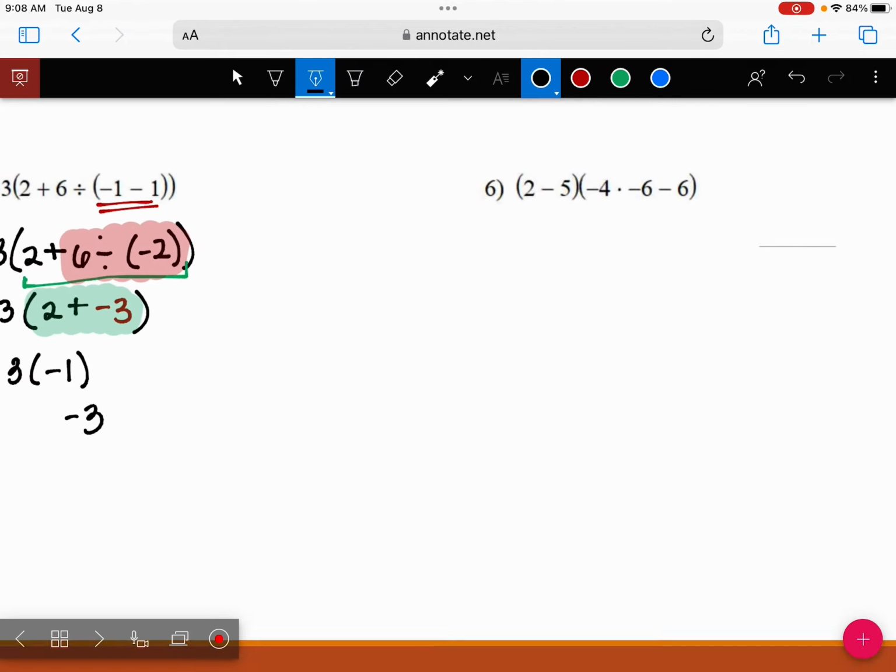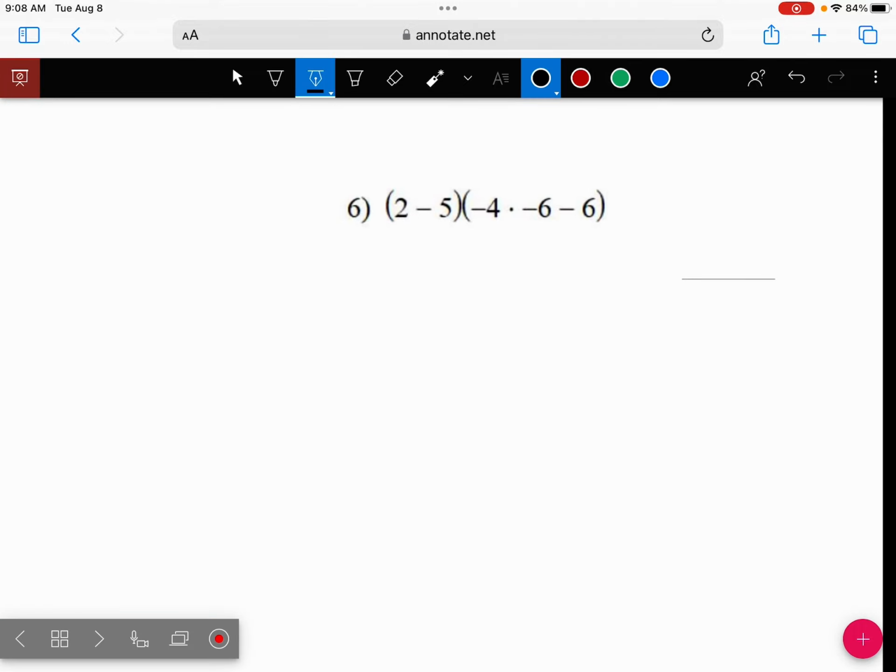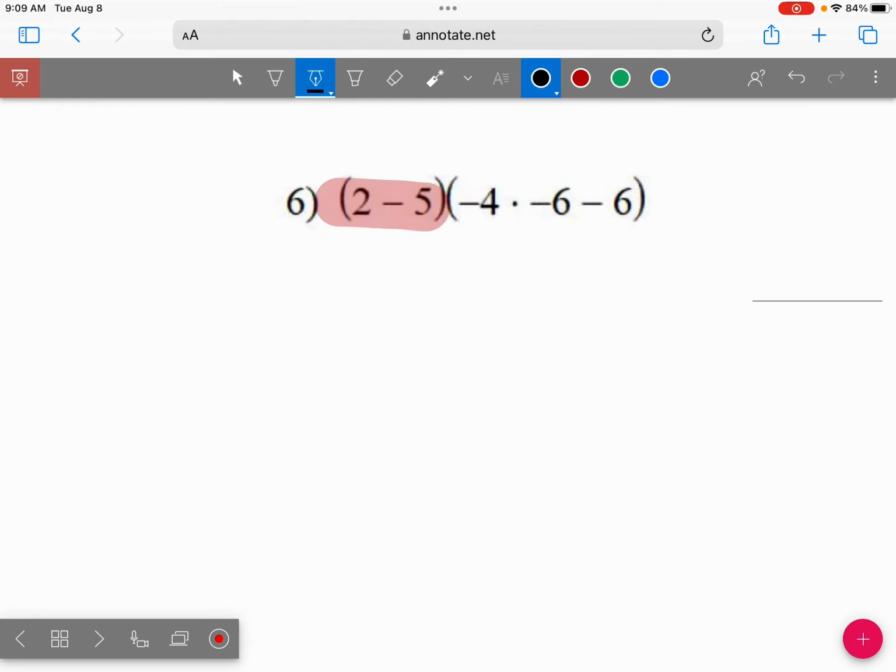So again, we have two sets of parentheses. So we're going to start off by working this first parentheses right here. The only thing to do in this parentheses is subtract. There's only one operation. And 2 minus 5 is -3.